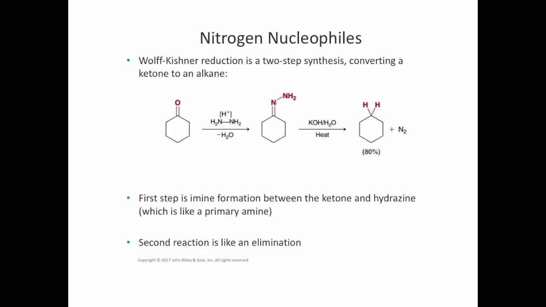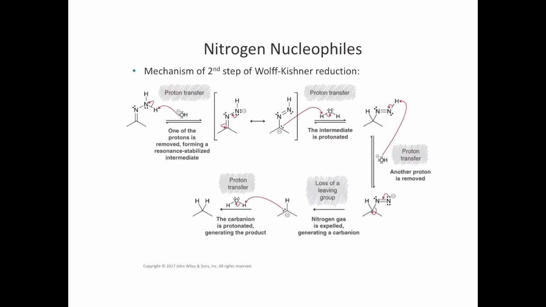There is a reaction called the Wolff-Kishner reduction, which is a 2-step synthesis. And in this, you convert a ketone to an imine using this particular reagent called hydrazine. And it's going to react like a primary amine. And then in the second reaction, you use potassium hydroxide and water, and it will take that imine to just a CH2 group. So the mechanism of the first step is just imine formation, which we've already seen. The second step is shown here.